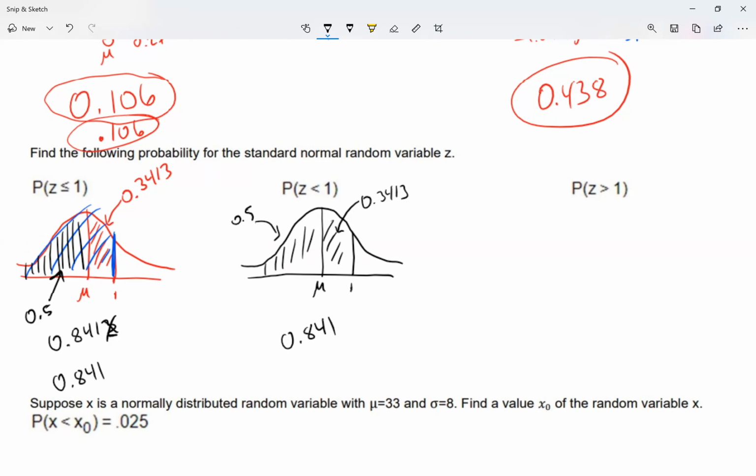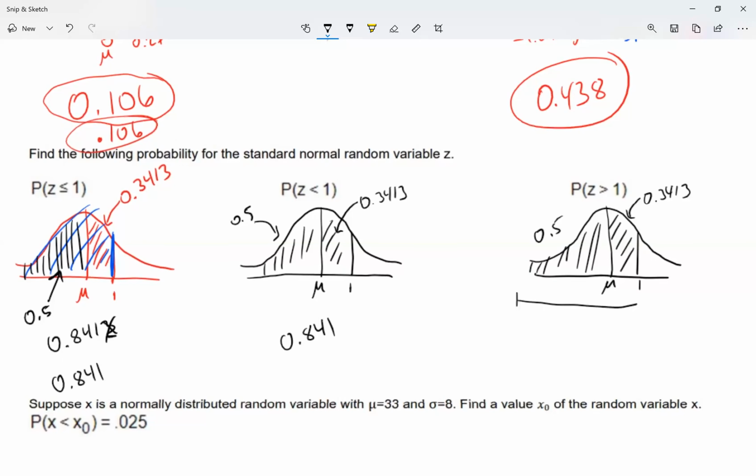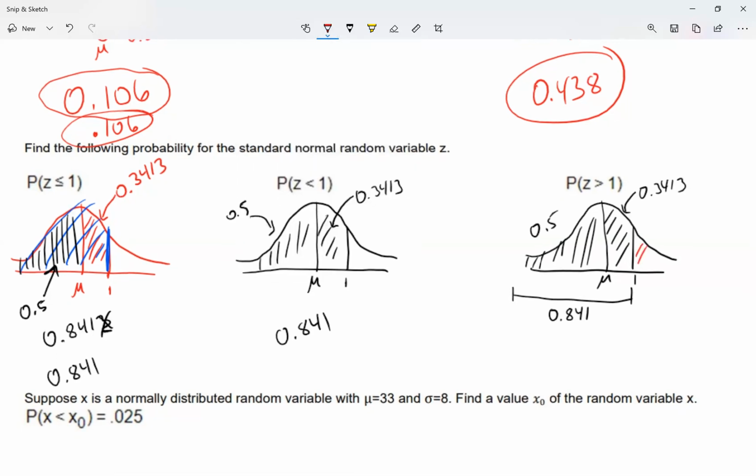Now, this last one here, here's my mu, here's my 1. This black section, according to our chart, is 0.3413. This other part right here, since it's half of my probability, is 0.5. I know all of this combined is 0.841. Now here, I'm asking you, what's the probability that z is more than 1? Let's do this in red. I'm actually interested in this part.